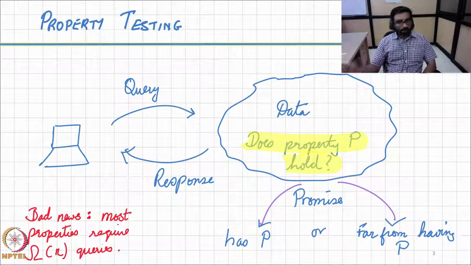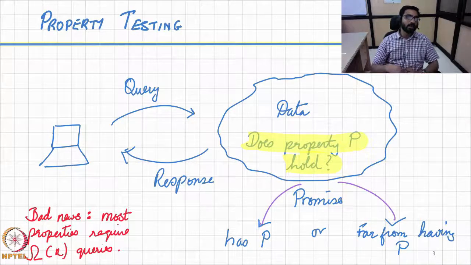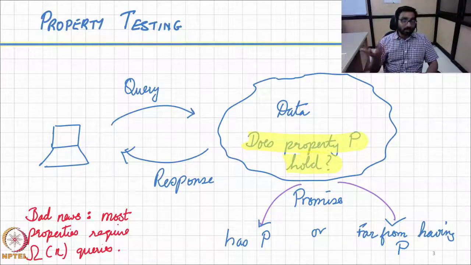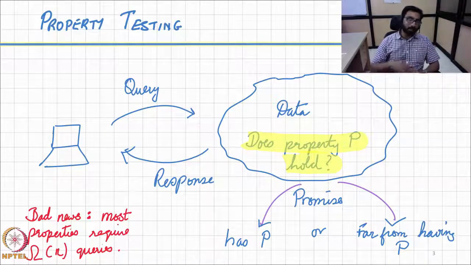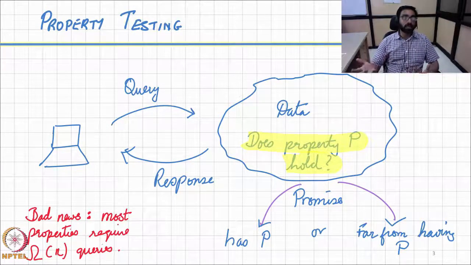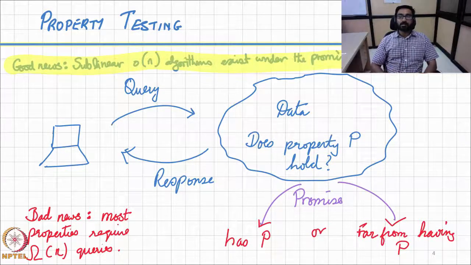So we're not going to worry too much about that, but we're going to embrace this promise type of problem, knowing that A, it's realistic in many contexts, and B, it opens up some algorithmic possibilities that do not exist in traditional algorithms and traditional computation. So that's the good news that motivates this study of sublinear algorithms that focus on algorithms that run with just little o of n number of queries into the data set.